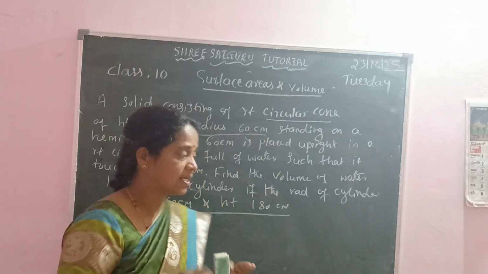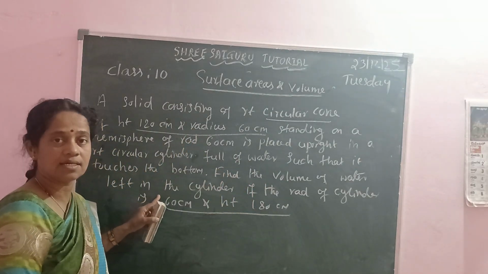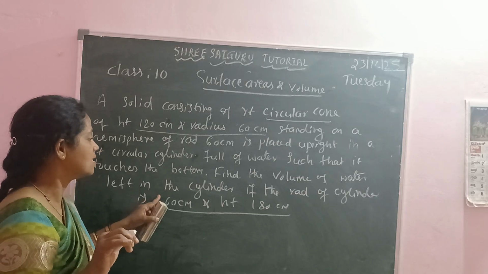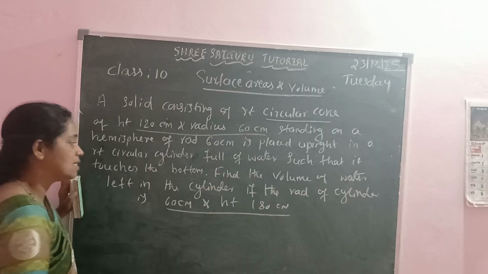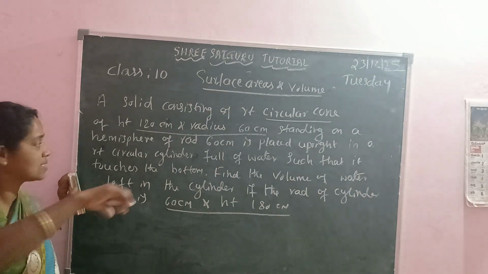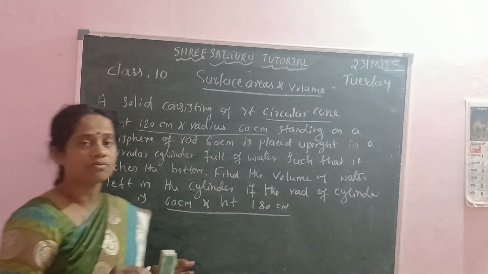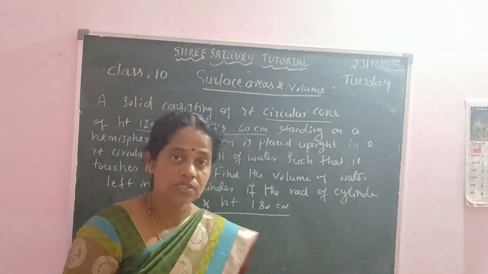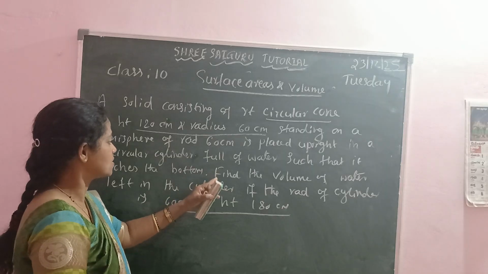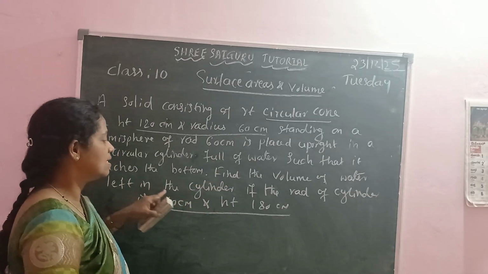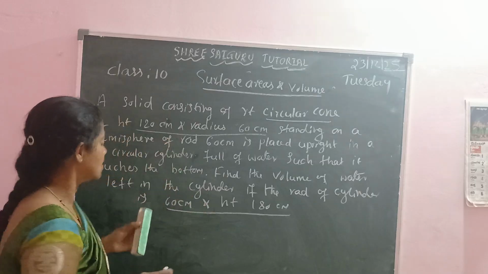So that solid is inside the cylinder, and inside the cylinder there is some quantity of water. That cylinder is fully filled with water, and when we put that solid inside the cylinder, some quantity of the water will flow out. So we should calculate here the remaining. So where is the question? Find the volume of the water left in the cylinder. So this is the given question.